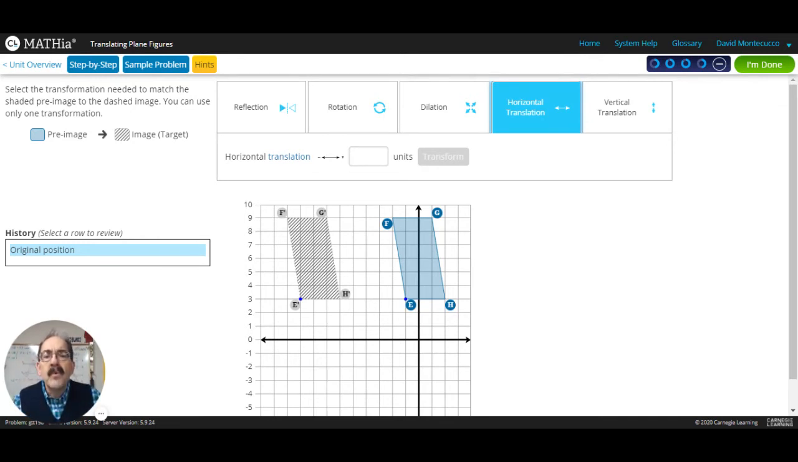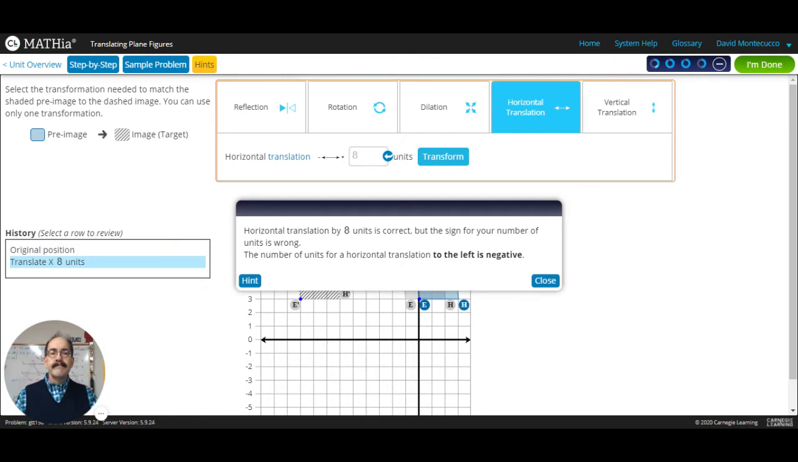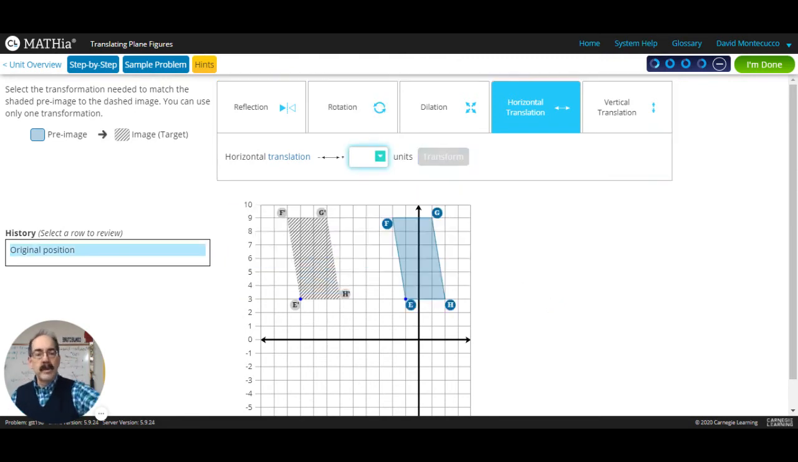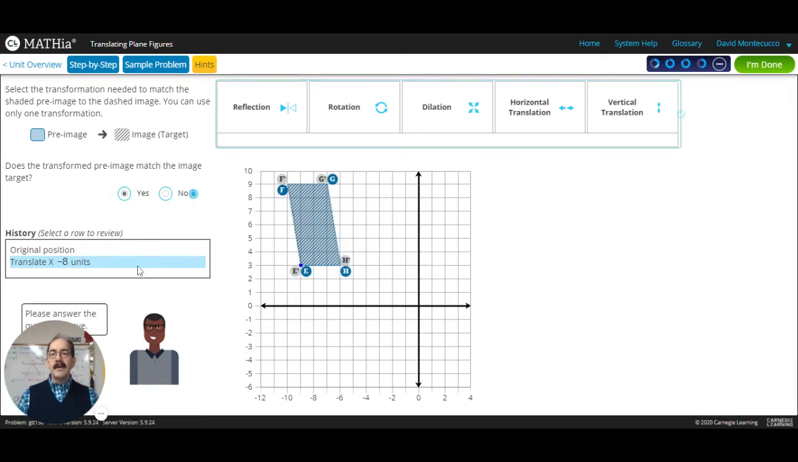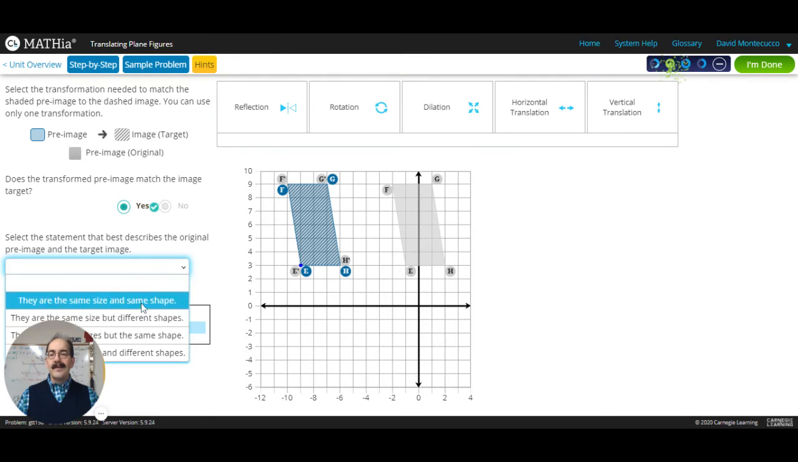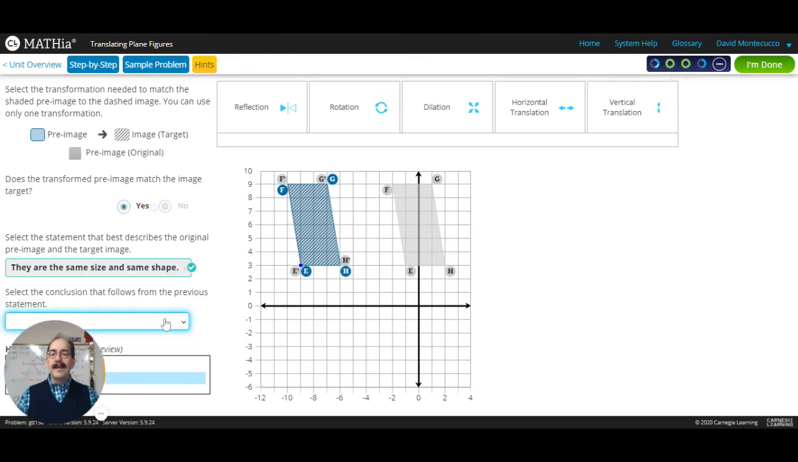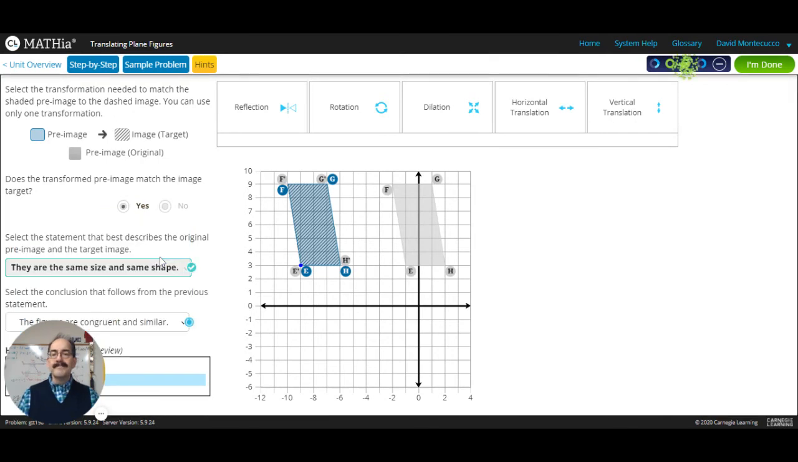1, 2, 3, 4, 5, 6, 7, 8. Now I'm going to put an 8 in to see if it's true. If it says no, then we'll go -8. Yeah. To the left is negative. All right. So direction is all important. -8. Cool. And they are. Awesome.